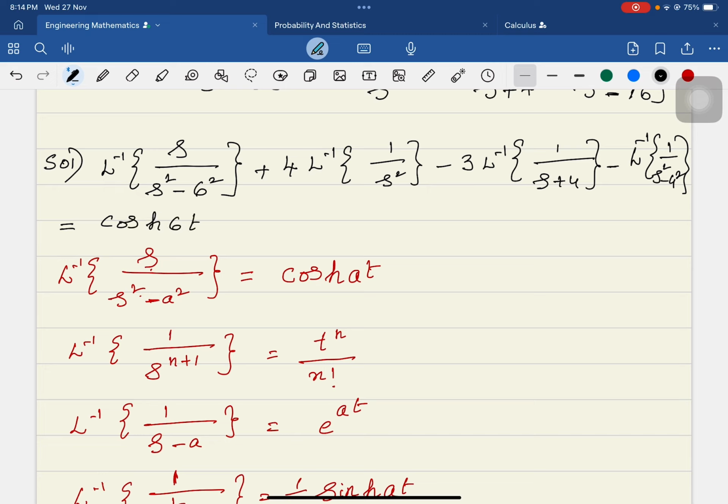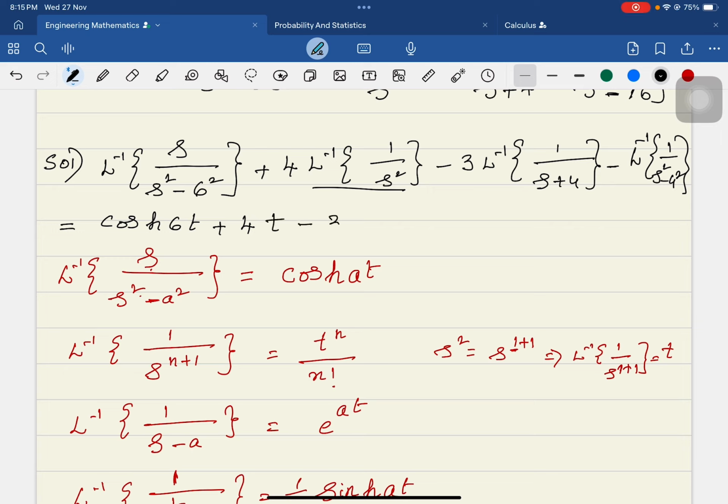Finish. And what is this now? This is 4 times L inverse of 1 over S square. How will you write S square? S square can be written as S power 1 plus 1. In the place of n, you have 1. So this will be L inverse of 1 over S square, meaning S power 1 plus 1. How will you write it? t to the power of 1 by 1 factorial. So the value is t.